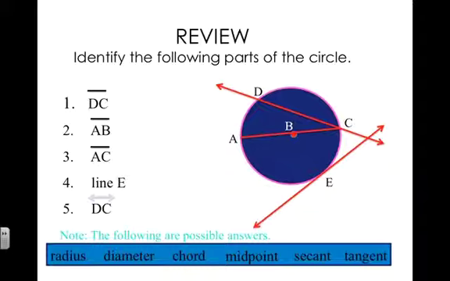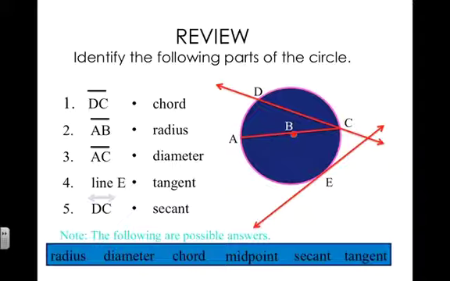Okay, so line segment DC is a chord. Line segment AB is a radius. Line segment AC is a diameter. Line E is a tangent. And line DC is a secant. Notice the difference between 1 and 5. 1 is the segment and 5 is the line.